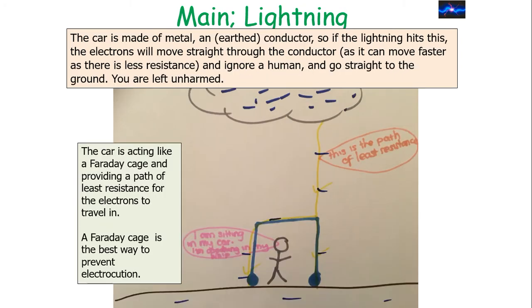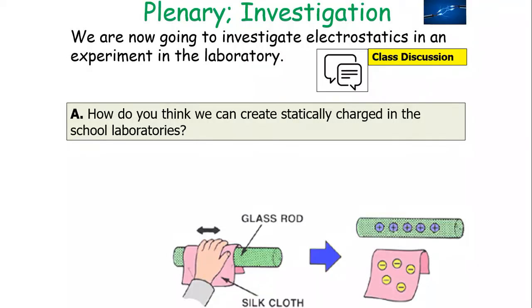But if you were in a car, it would actually go through the metal of the car, because the metal is a very, very good conductor, so the electrons will go through the conductor as they can move faster through there because there's less resistance. It would ignore the human in the car and go straight to the ground, so you'd be left unharmed. So the car is acting as what we call a Faraday cage and providing a path of least resistance for the electrons to travel in. So a Faraday cage is the best way to prevent electrocution.